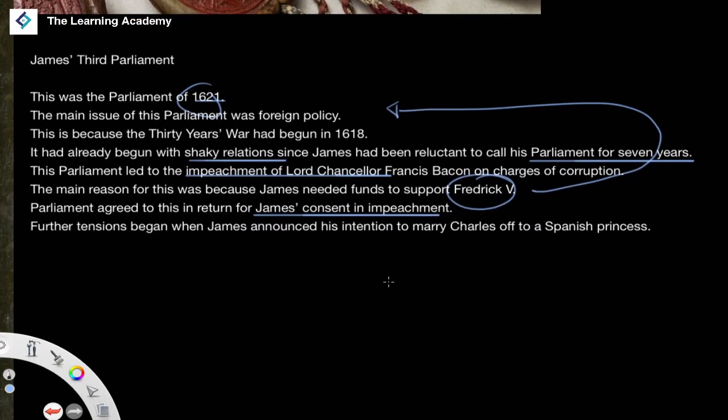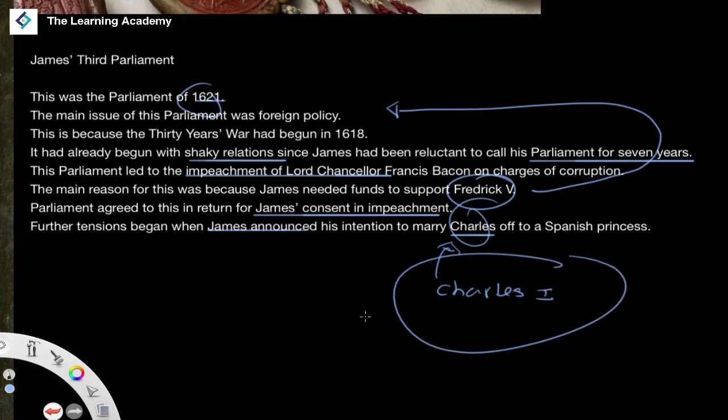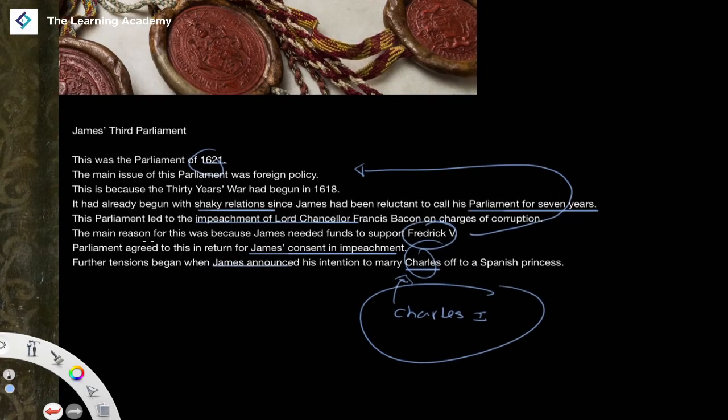So there's a little bit of a quid pro quo going on over here, and further tensions began again when James announced his intention to marry off Charles, who ultimately became Charles I, to a Spanish princess. So this will ultimately become Charles I. So this was not the most productive of parliaments that took place.